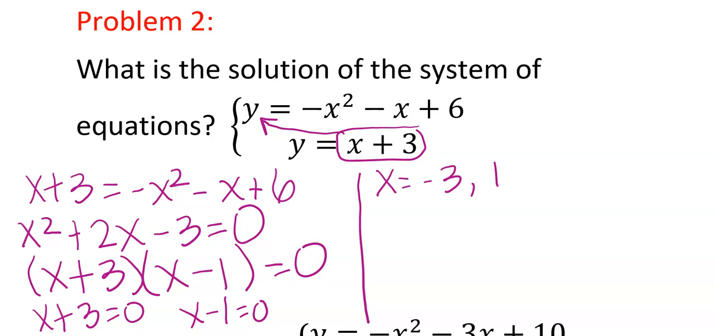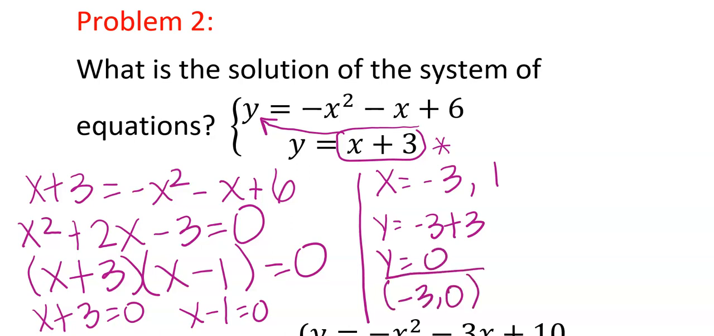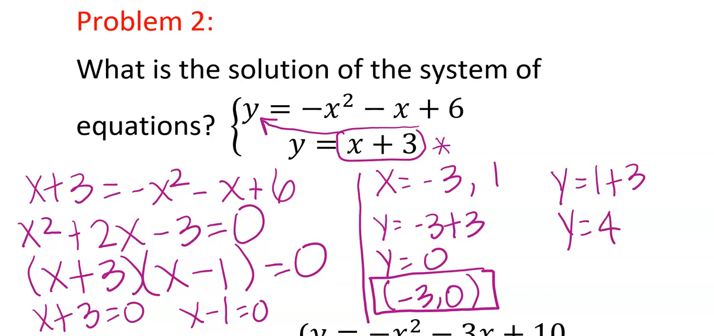So I'm going to plug it into the simplest equation possible. It shouldn't matter, though, but I always pick the one that looks easier to me. So y equals negative 3 plus 3. That would be y equals 0. And then put it in an ordered pair. So the first one would be negative 3, 0. I'm going to plug a 1 in there as well. So y equals 1 plus 3, y equals 4, and then it would be 1, 4. X goes first, y goes second.